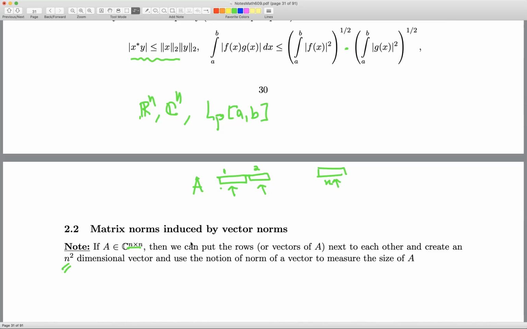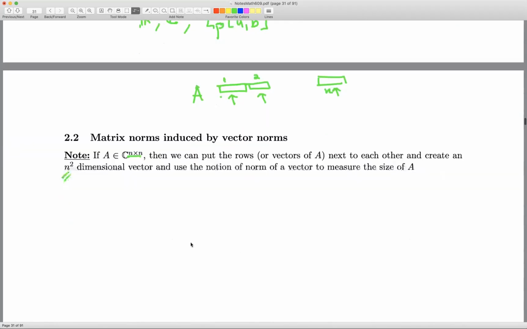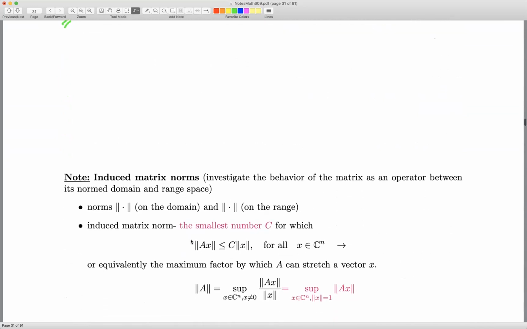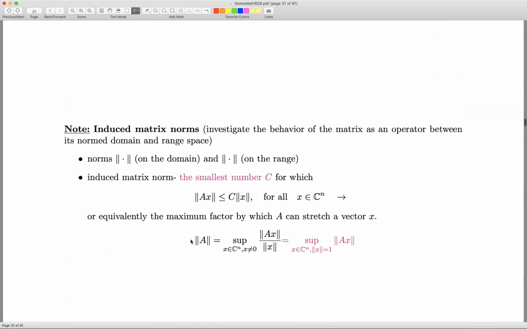This is done, as we will see at the end of that particular subsection, in a particular case called the Frobenius norm, but we're not going to pursue that avenue. We will investigate the norms of a matrix if we view the matrix as a linear operator.